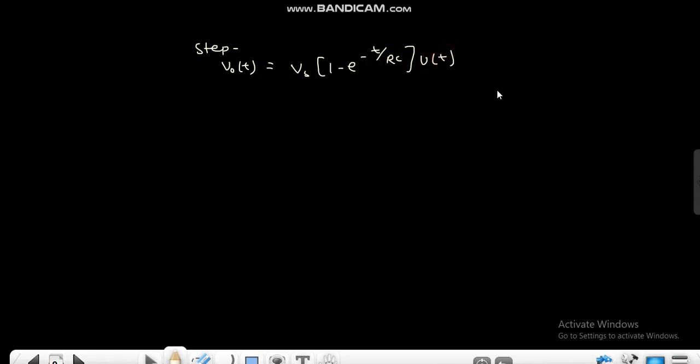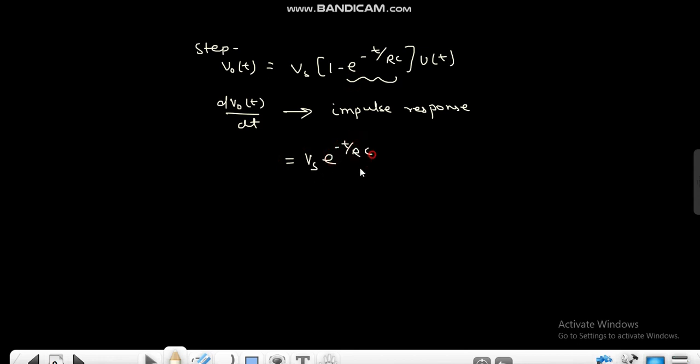Now for getting the impulse response, what do you need to do? You simply need to differentiate it. So dv naught by dt will be your impulse response only. Now how will I differentiate it? Vs, and differentiating this I will get e to the power minus t upon Rc into ut. Now is this differentiation right? No, this is wrong. The differentiation is wrong. Luckily you got the right answer, but the differentiation is wrong.